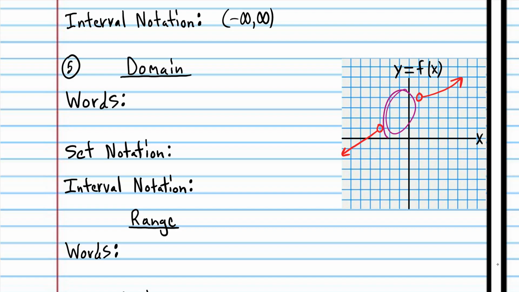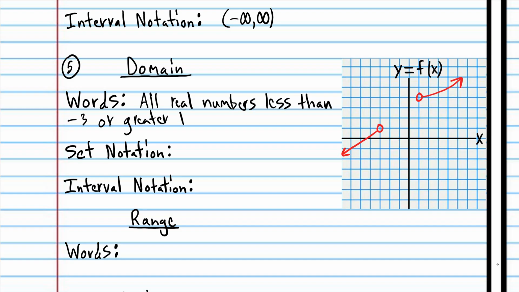So now we have a kind of a break in the graph. Again, the domain is all the x values of the points on the graph. It's the x values of the points on the graph. So we're going to say all real numbers less than -3, or, it's very important that you say or and not and, or greater than 1.